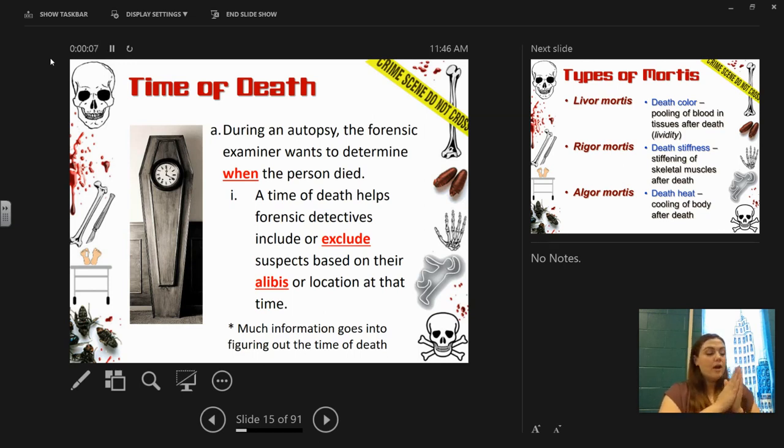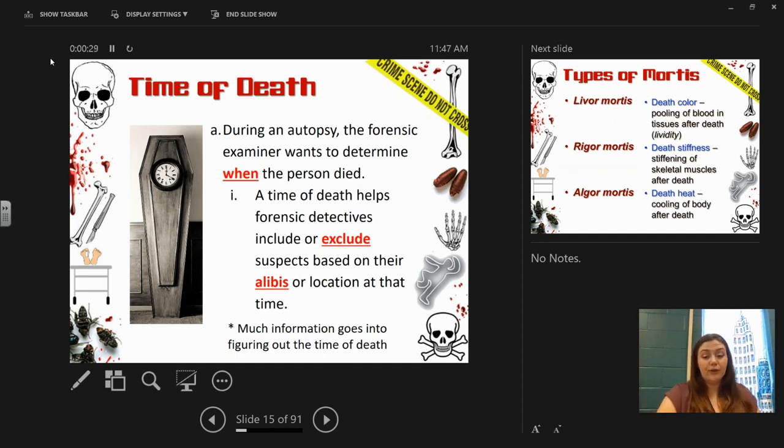So we're moving forward. This was the last part of what the person doing an autopsy would want to determine, which is the time of death. And we're going to talk about some ways they might be able to do that. Okay. So during an autopsy, the forensic examiner wants to determine when the person died. A time of death helps forensic detectives include or exclude suspects based on their alibis or location at the time.